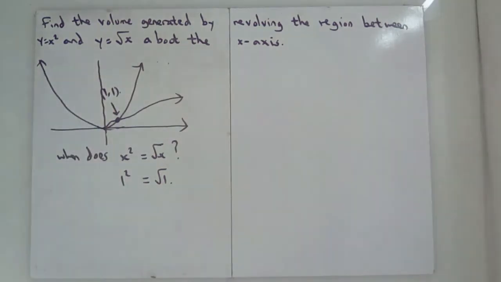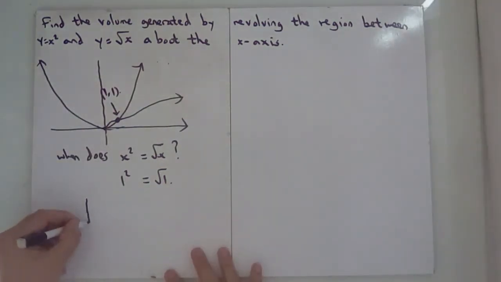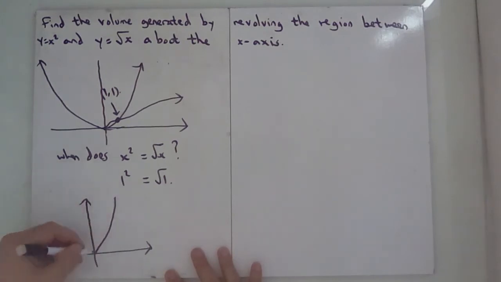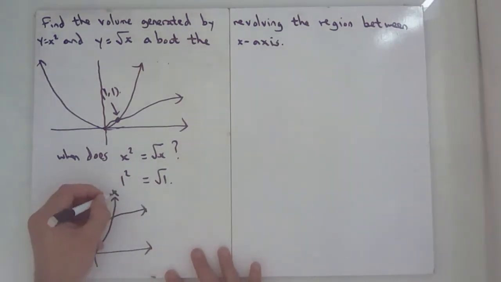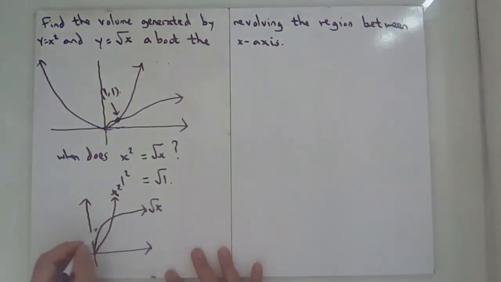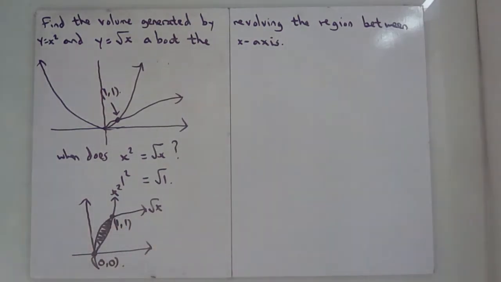So if we now try and draw this again so I can actually see what's going on, zoom in a little bit. You've got something like that, and then something more like that. So this was the x squared, and this was the root x, and this is (1, 1). And they have the same value here at (0, 0) as well. So this is the region, and we're going to revolve this around the x-axis.